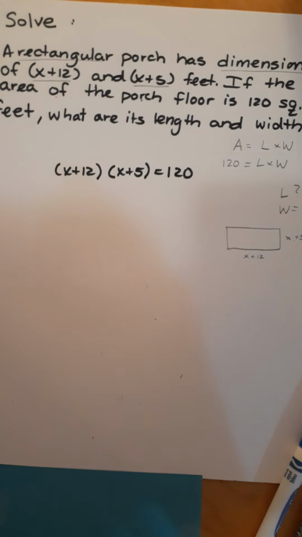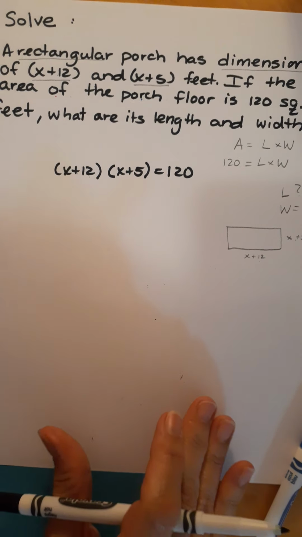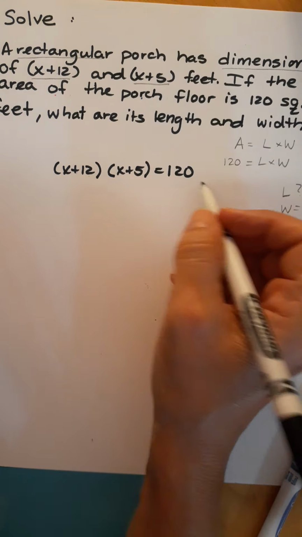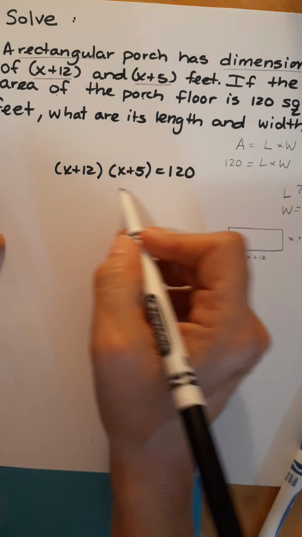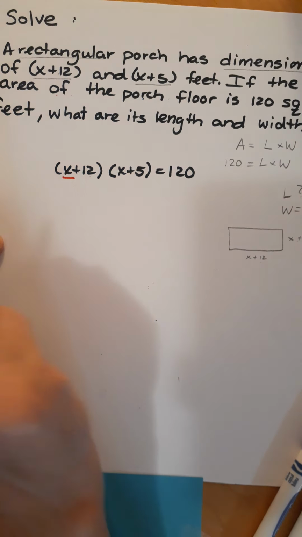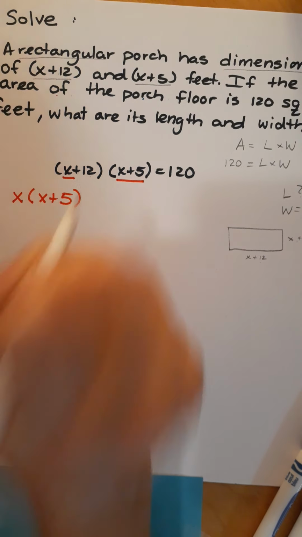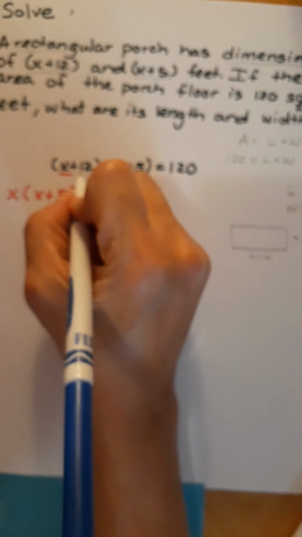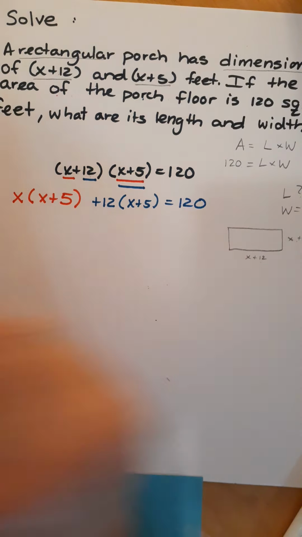Now, we can't find the zeros because it's not equal to 0, so we're going to have to go ahead and multiply this through and use the distributive property or a way of FOIL in order to break this down and then bring that 120 over. So we're going to begin by taking this first x and multiplying it by the second parentheses. Then we're going to take the second number here, plus 12, and multiply it by the parentheses, which gives us 120.